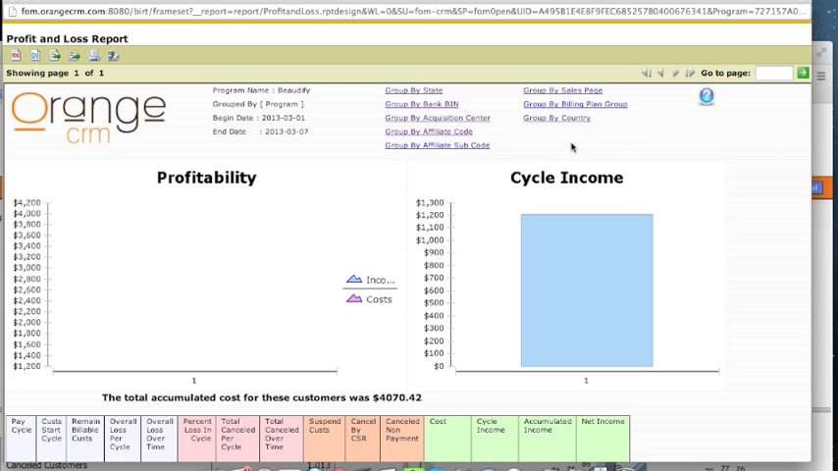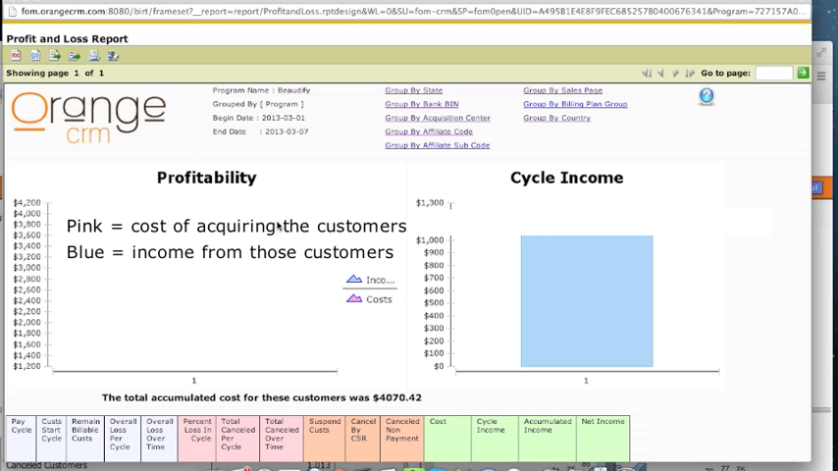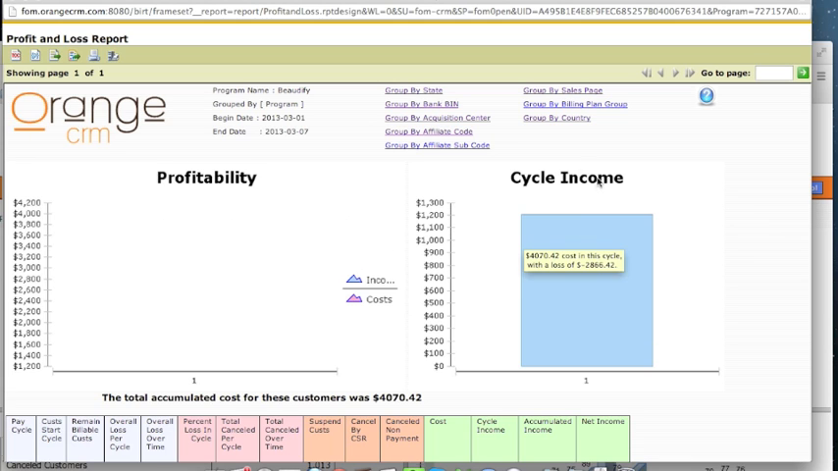Now this report will show you the income and cost information for all the customers. It divides this information by the cycle the customer made it to. Now the top of the report has two charts. The first chart is profitability. This will show the cost of acquiring the customer in pink and the income from those customers in blue. The second chart is the cycle income. This shows the income of the customers in each cycle.